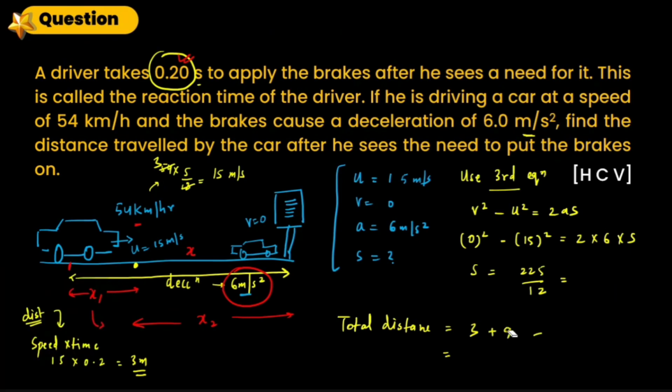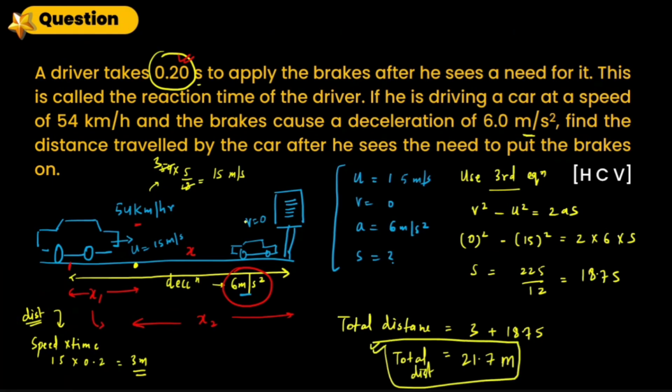So we have to find out the minimum distance that is required to stop the vehicle. That is what we are calculating. So it is going to be 18.75. We'll add the 3 meters of reaction time distance also, and the final answer is going to be 21.7 meters. That is going to be the total distance. So this is how we are supposed to calculate it. Understood?